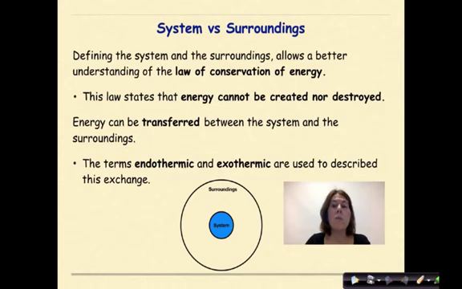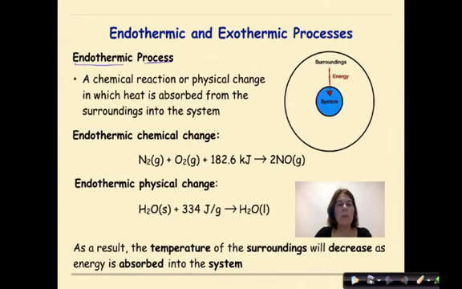Defining the system and the surroundings allows a better understanding of the law of conservation of energy. This law states that energy cannot be created nor destroyed. Energy can be transferred between the system and the surroundings. The terms endothermic and exothermic are used to describe this exchange. Endothermic processes: a chemical reaction or physical change in which heat is absorbed, that's really key, absorbed from the surroundings into the system. Let's look at two examples.